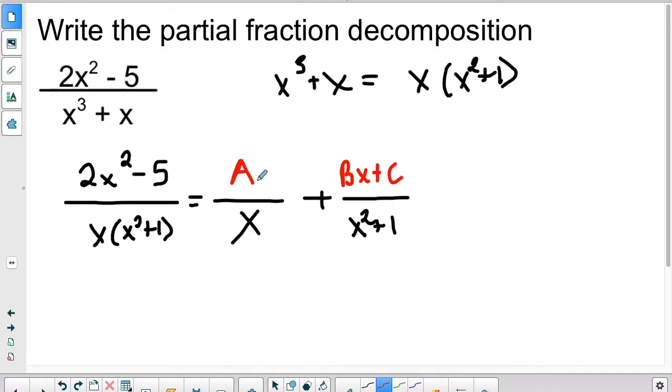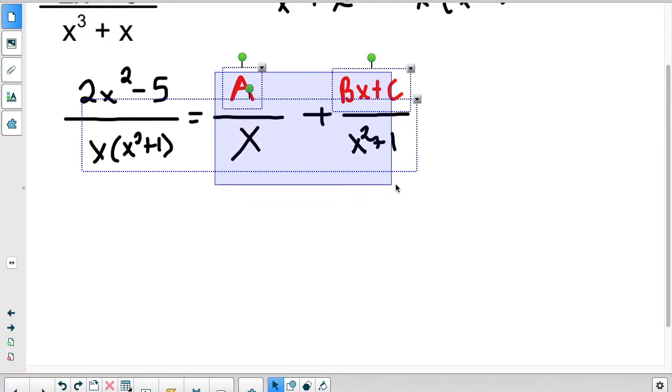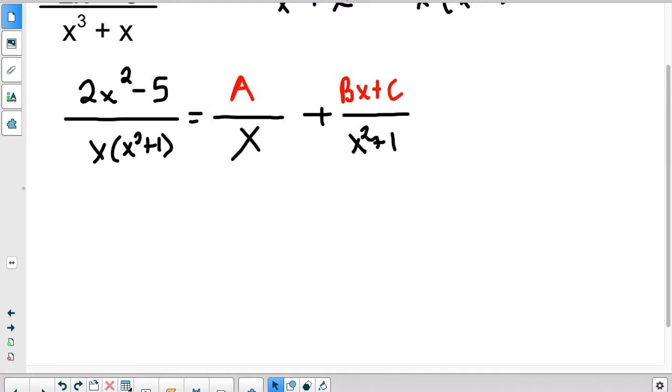The way that we do the letters is I'm just going to start here with A. There's only one letter, so I just stick with A. Here, because of the quadratic, I'm going to have Bx plus C. And then I'm just going to keep going. So if I needed another letter on top, it would be D, and then E, then F, and we just keep going down the line. I'm going to save that for a later date.